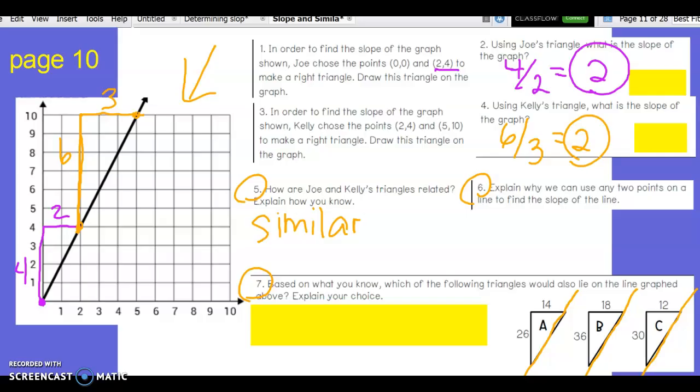So the slope of triangle A, rise over run, is 26 over 14. Is that 2? Nope. Now let's move on to triangle B, 36 over 18. Is that 2? Yes, it is. So triangle B is the answer. Triangle C, 30 over 12, does not equal 2. So we're going to look at triangles today, and you're going to be looking at the rise over the run to determine the slope.